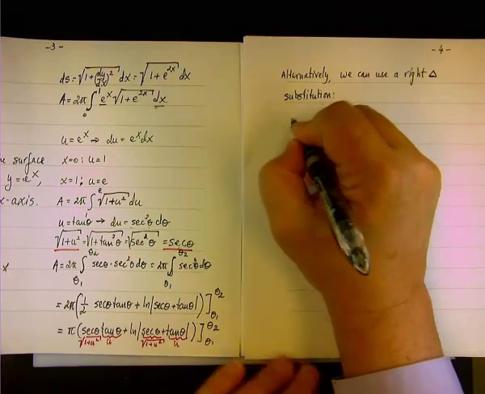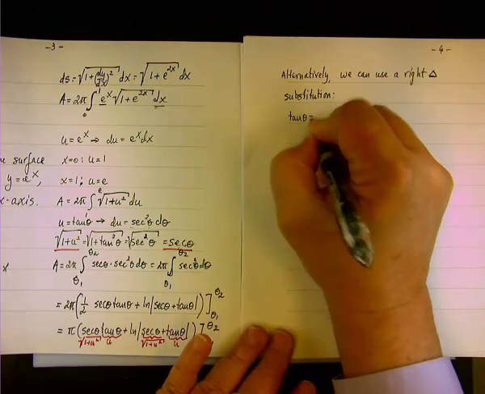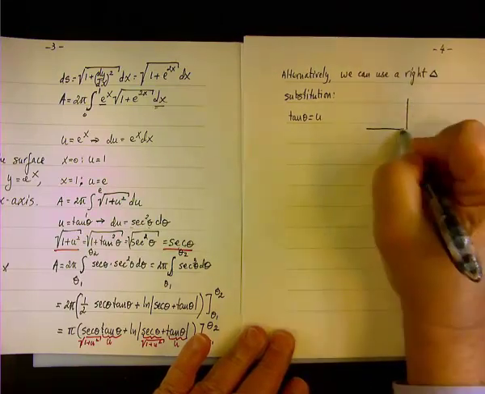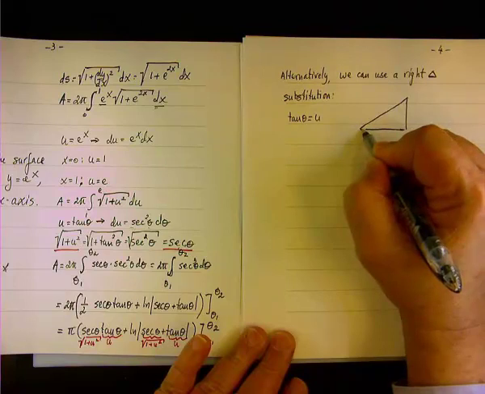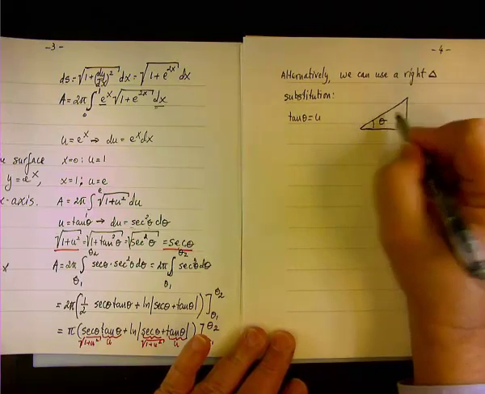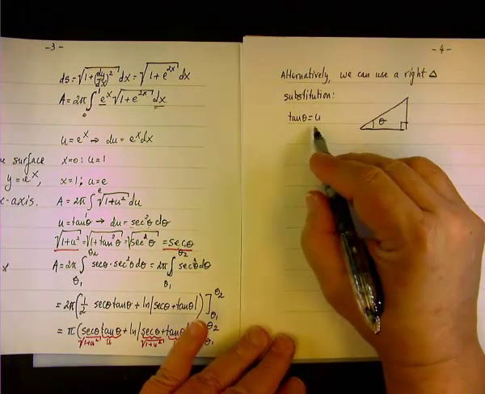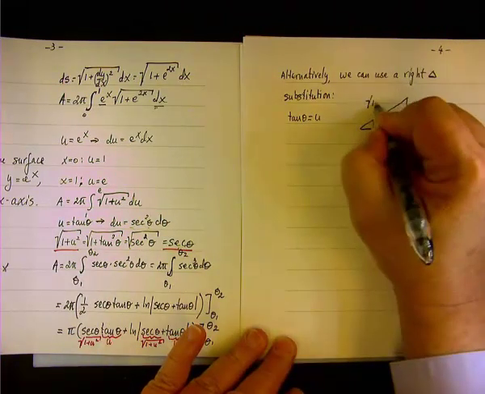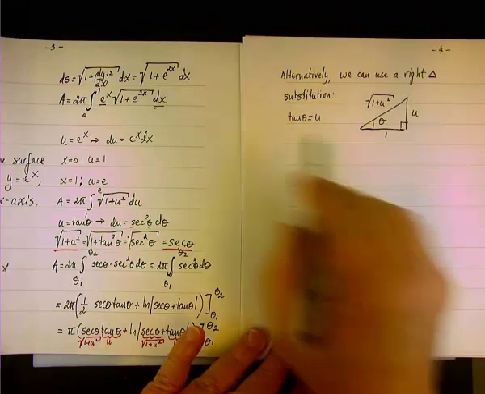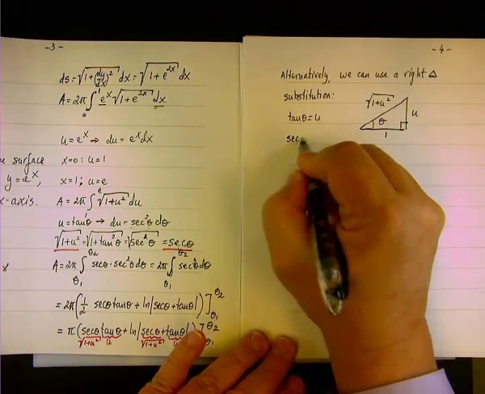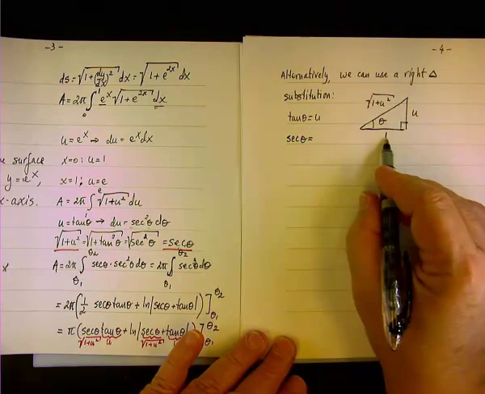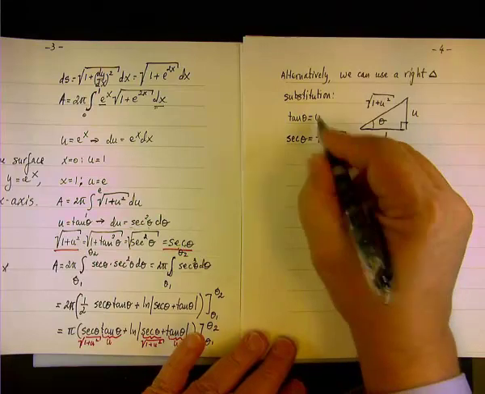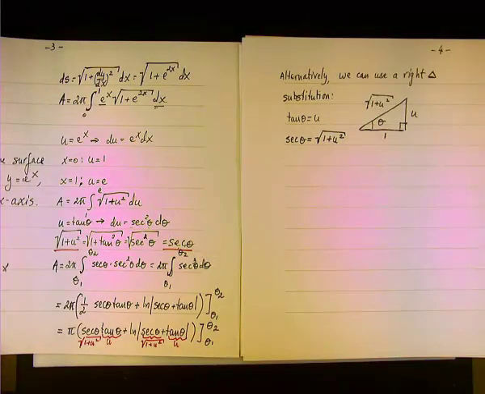Okay? For instance, we know that by definition, tangent theta is u. So we'll draw a little right triangle, like so, in the first quadrant. Right triangle. And this is theta. And tangent is opposite over adjacent, so u is u over 1. And therefore, the hypotenuse will be the square root of 1 plus u squared. Right? So we have the tangent. We need a secant. Well, the secant is the hypotenuse over the adjacent, so the secant will be the square root of 1 plus u squared over 1. So right away you can see these two substitutions.